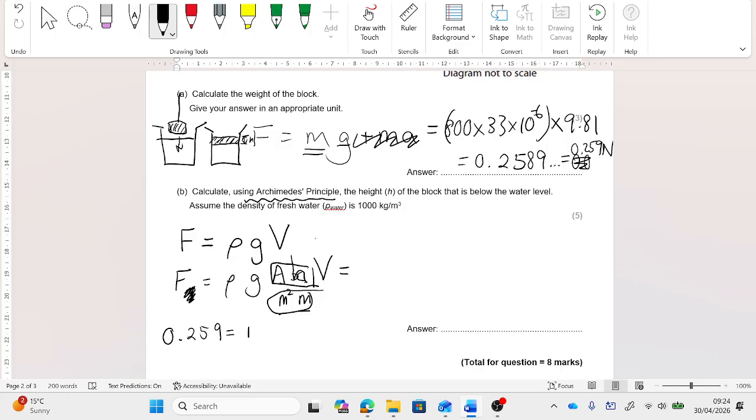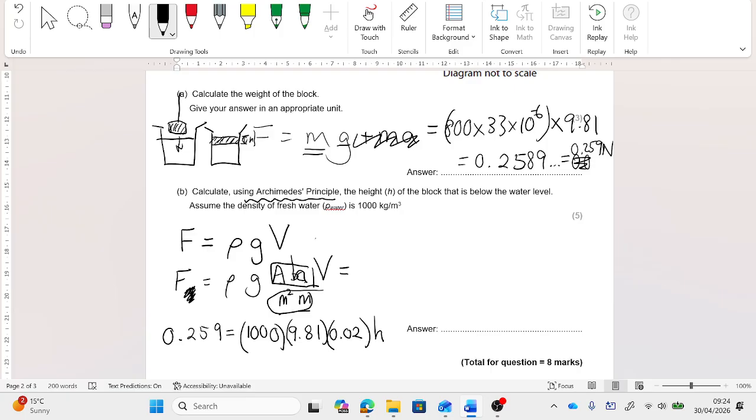So it's just simply 1,000 multiplied by 9.81. Okay, remember, due to the fluid, yeah? And then times by your area, which I think is given to you at the top, 0.02. And then finally, you times by h.